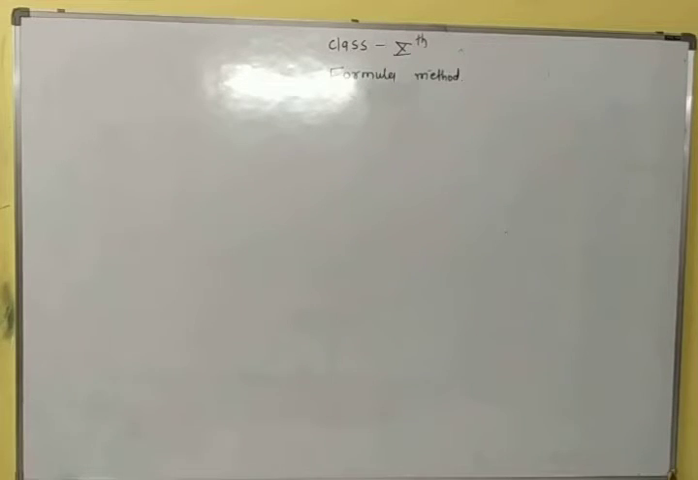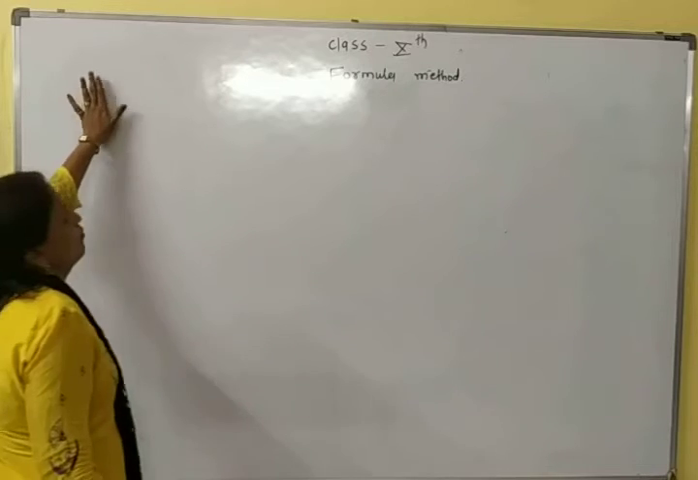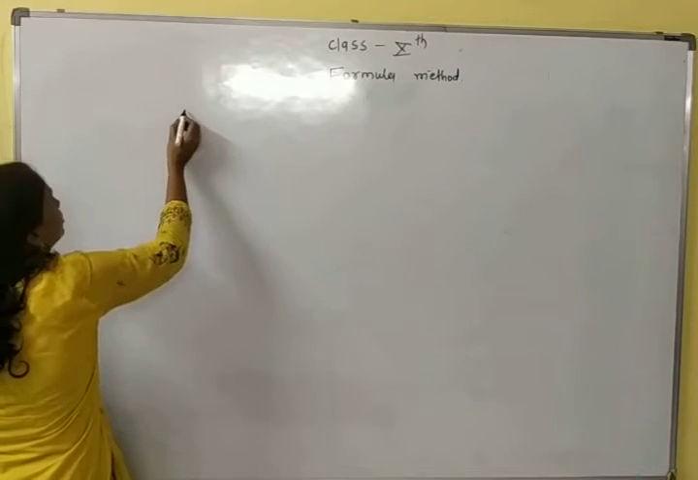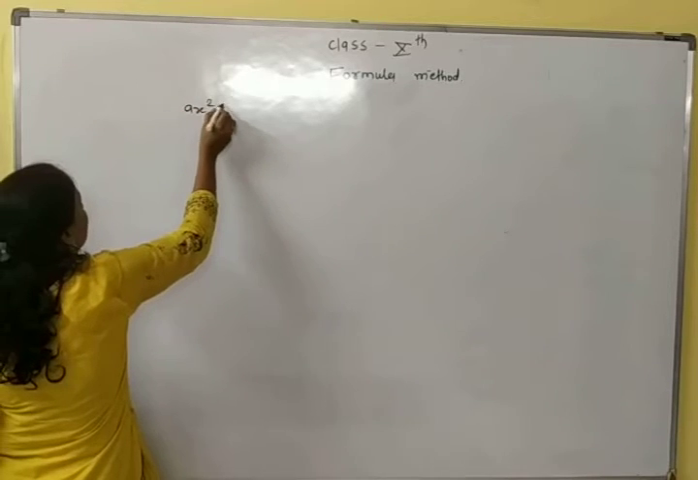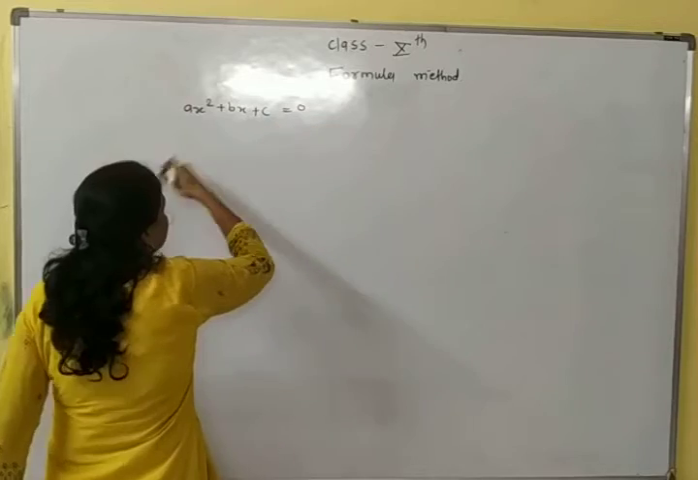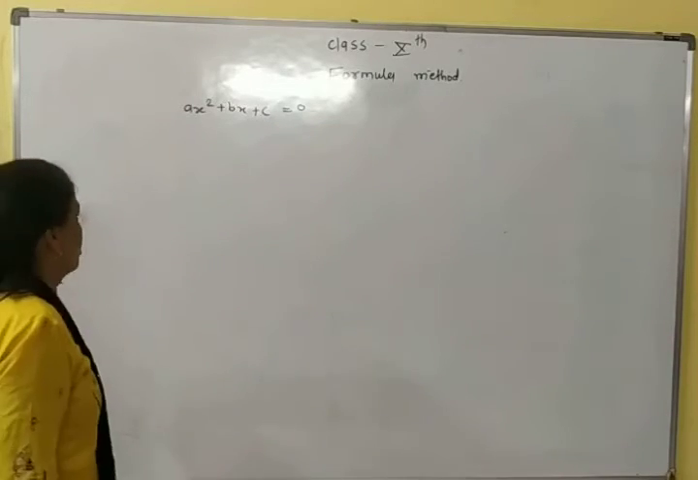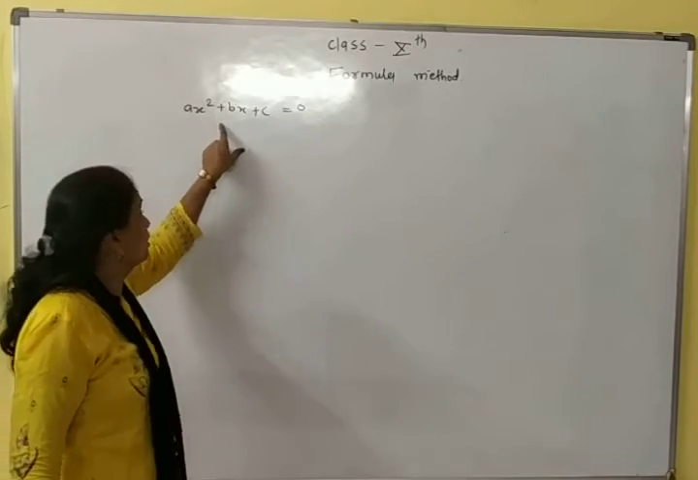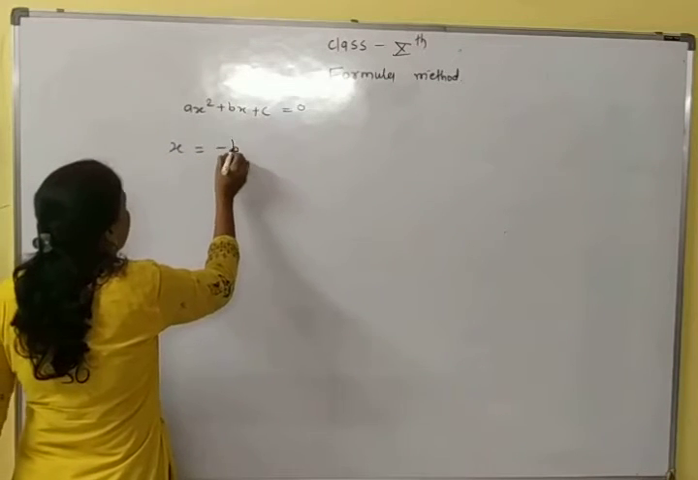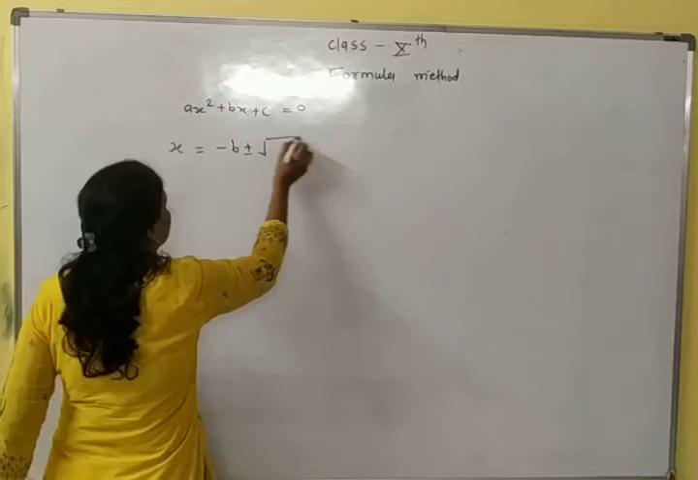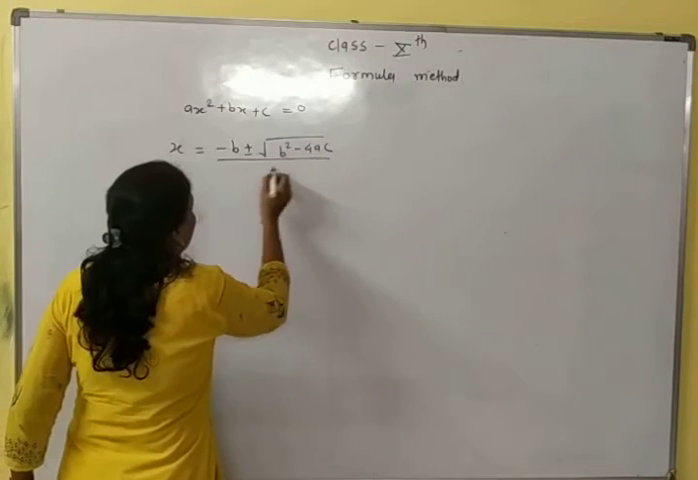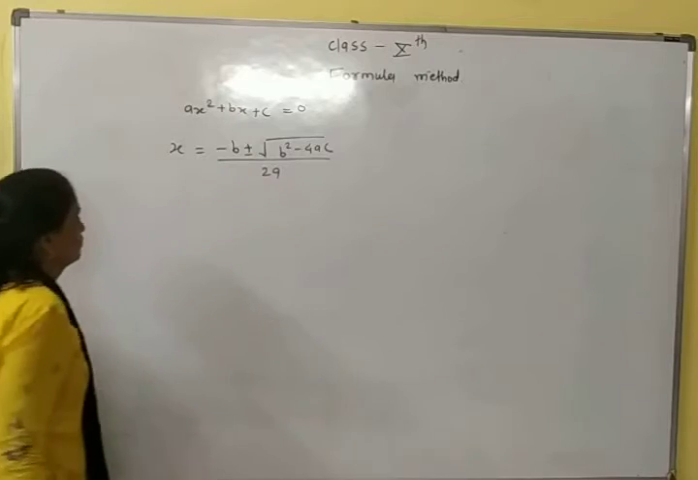Now our next topic is the formula method. Using the general form of a quadratic equation, that is ax² + bx + c = 0, we can calculate x = (−b ± √(b² − 4ac)) / 2a. These are the roots.